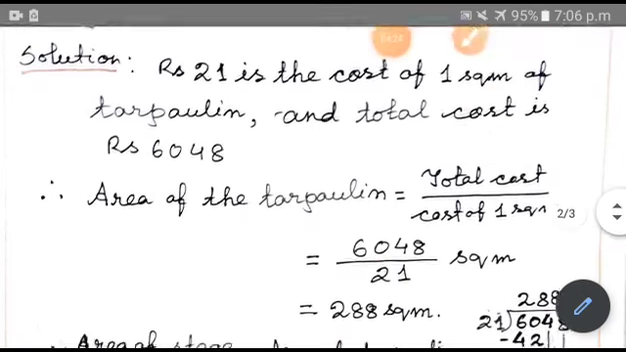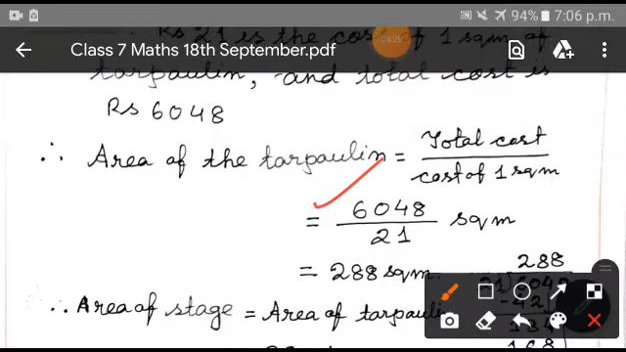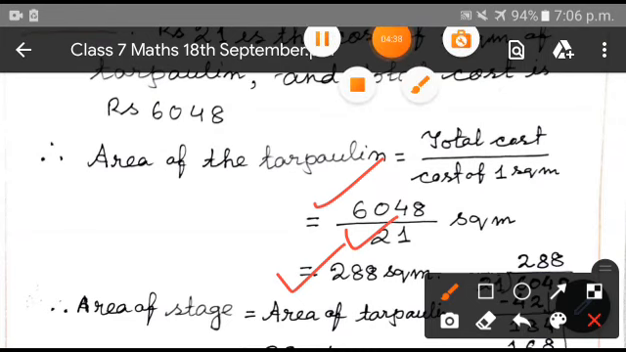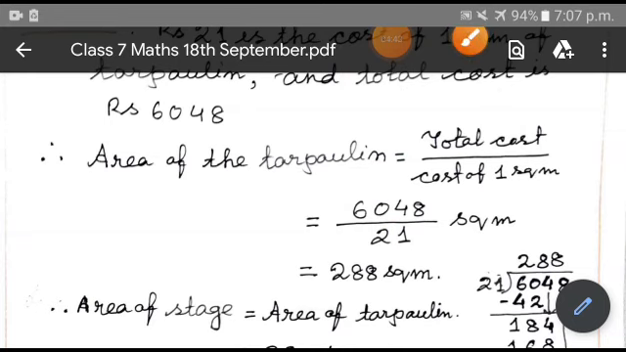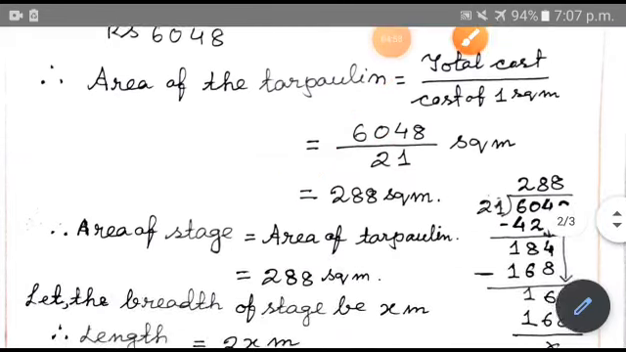Then after that, the division has been done. Whenever you are dividing, you are getting this 6048 you are dividing with 21 and you are getting 288 square meter. Alright children, so here by dividing the total cost with the cost of 1 square meter tarpaulin, you are getting the total area of the tarpaulin. It is actually a kind of waterproof material, okay, that is laid on the stage.